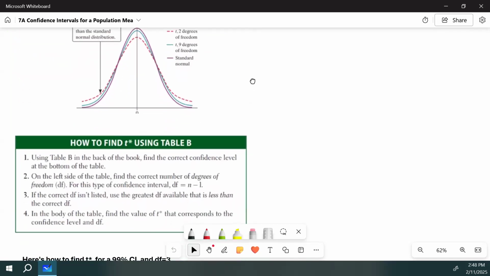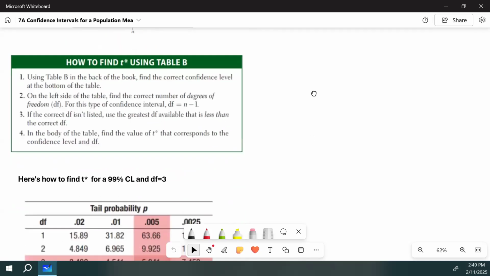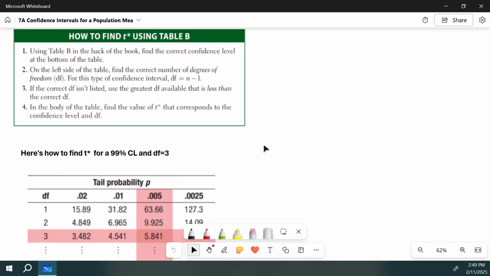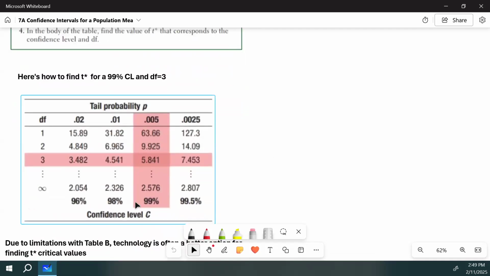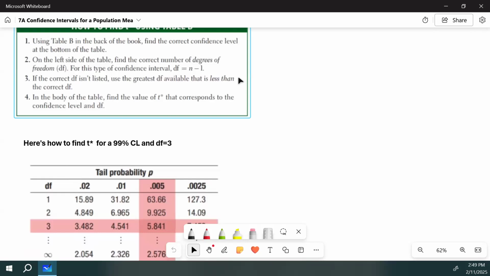So the next thing we want to do is talk about how to find T star critical values using Table B, and then also how to calculate them on a calculator. So using Table B in the back of the book, and you'll also get Table B on the AP Stats exam formula sheet as well. You find the correct confidence level at the bottom of the table. This is just a snippet of the full table. It's a full page, but at the bottom, there are different confidence levels. So that's the first thing: find the correct confidence level.